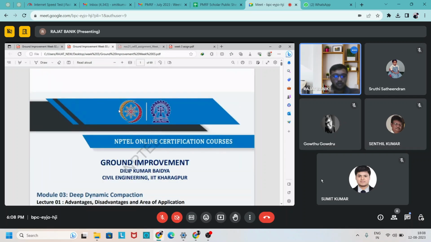In module 3, we discuss deep dynamic compaction. In module 1 and module 2, we discussed the introduction to ground improvement techniques. What are the different techniques we use in ground improvement? What are the different materials with potential problems we can address? And in module 2, we discussed shallow densification, also called compaction. I discuss the deep dynamic compaction in module 3.